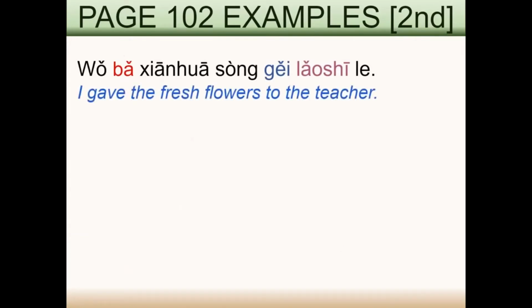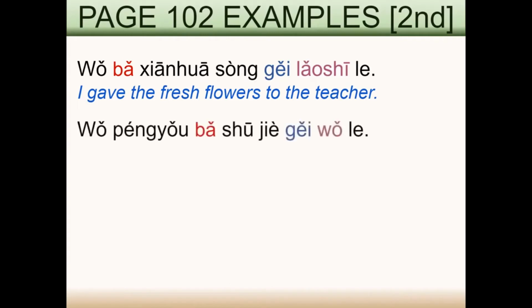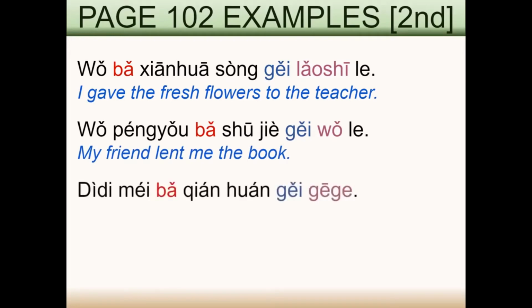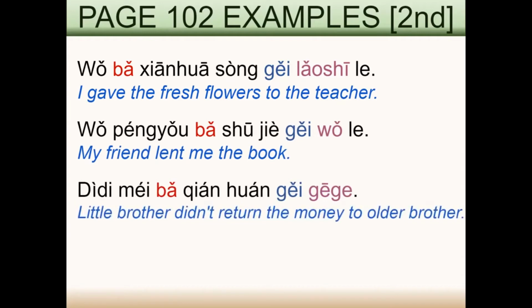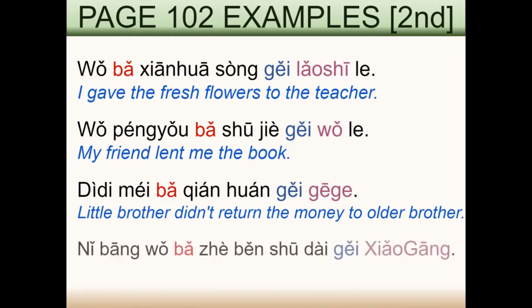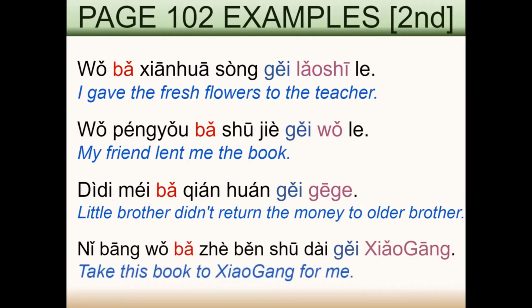我把鲜花送给老师了. I gave the fresh flowers to the teacher. This time we are using 给 to introduce indirect object, 老师. 我朋友把书借给我了. My friend lent me the book. 弟弟没把钱还给哥哥. Little brother didn't return the money to the older brother. 你帮我把这本书带给小刚. Take this book to Xiao Gang for me.